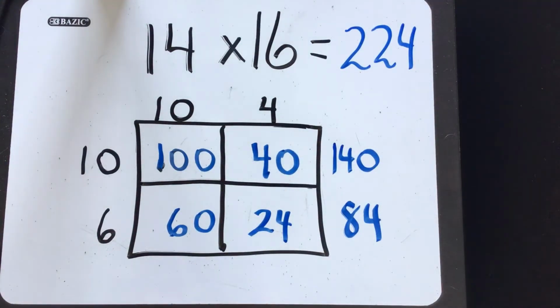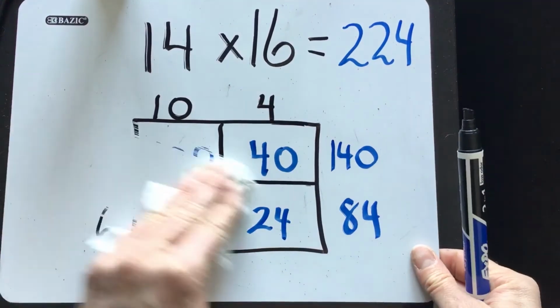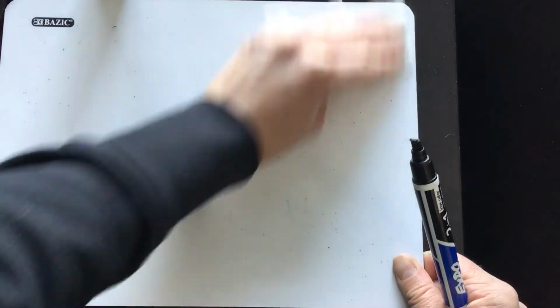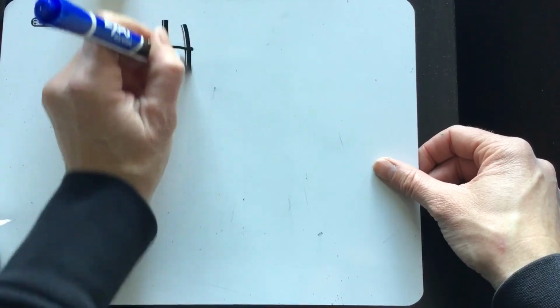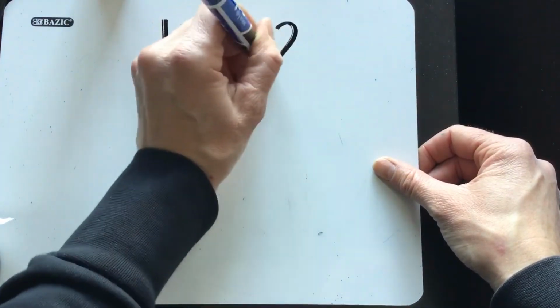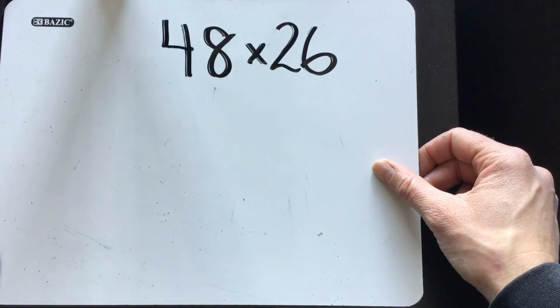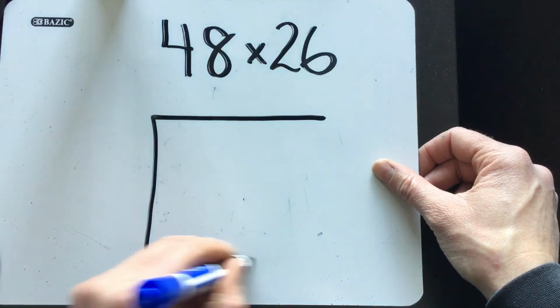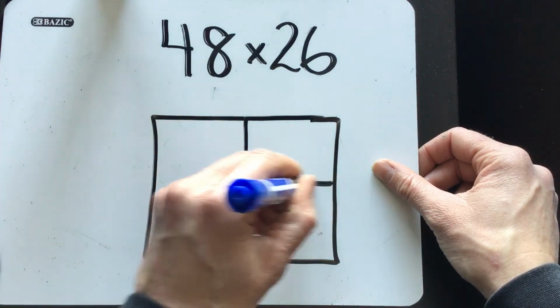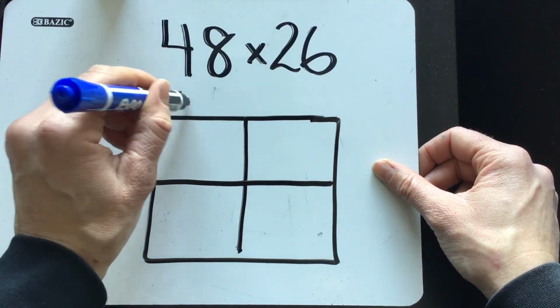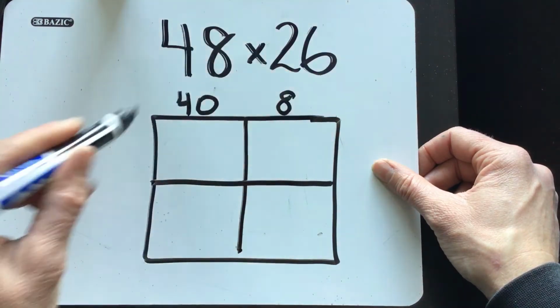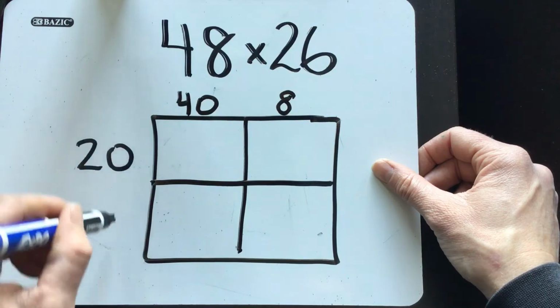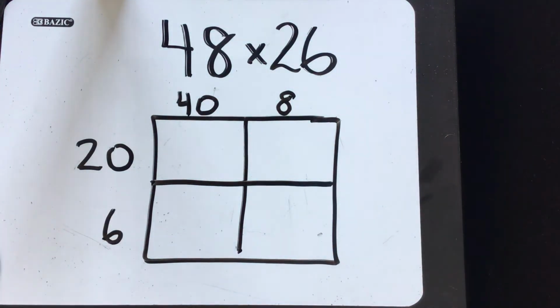I'm going to show you that method one more time with a 2-digit by a 2-digit, and then I'm going to move on to a 3-digit by a 2-digit. All right, so this time I'm going to choose larger numbers. I'm going to have 48, and I'm going to multiply it by 26. Again, this is a 2-digit, this is a 2-digit, so my box needs to have 4 spots. I split 48 into 40 and 8. I split 26 into 20 and 6. And now I start my multiplying.